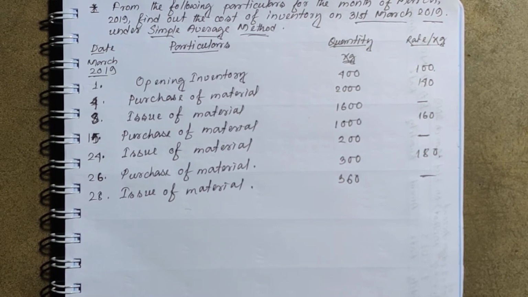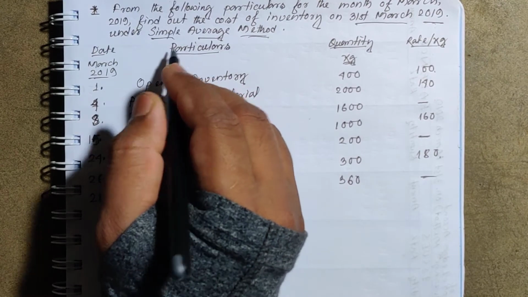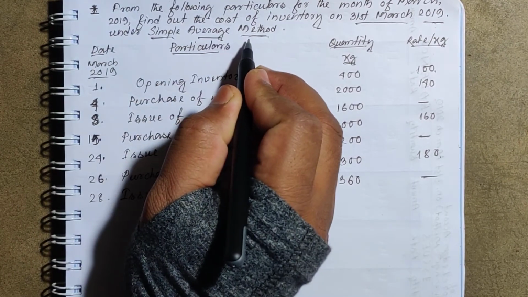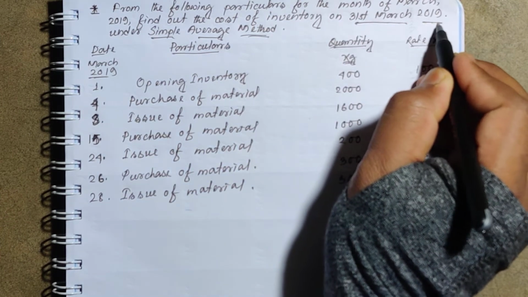So friends, in this video I am going to solve the same question which I have solved in the previous two videos in FIFO and LIFO, because it will be helpful for you to understand the change in those three methods. So that's why I am solving the same question in the simple average method. As you see, this is the question of the simple average method. I have to solve it on 31st March 2019.